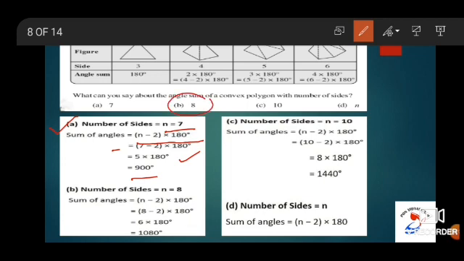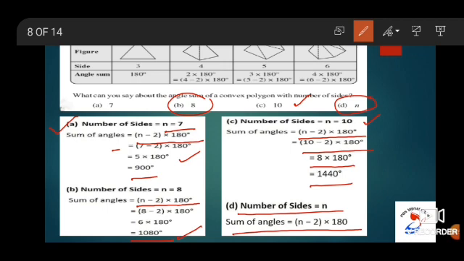Now it is subdivision B. For B, the number of sides is 8. Again applying the same formula, n minus 2 into 180, so 8 minus 2 into 180, that is 6 into 180, which is equal to 1080. For subdivision C, the number of sides is 10. Again applying the same formula, 10 minus 2 into 180. The next step, it is 8 into 180, that is nothing but 1440. The last one, the number of sides is n. So for n sides, the sum of the angles will be n minus 2 into 180.